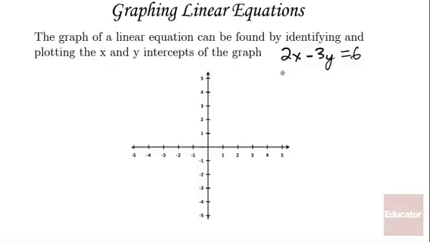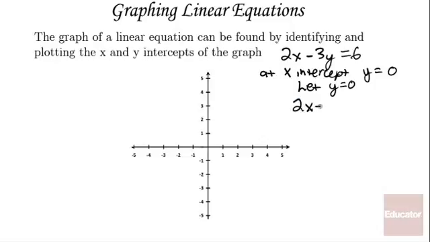So how do I go about finding the x-intercept? Remember that at the x-intercept, y is going to equal 0. Therefore, if I let y equal 0 and I solve this equation, I can find the x value, and that x value will be the x-intercept. So 2x minus 3 times 0 equals 6. So 2x minus 0 equals 6. If I divide both sides by 2 to isolate the x, I'm going to end up with x equals 3. Therefore, this is my x-intercept.